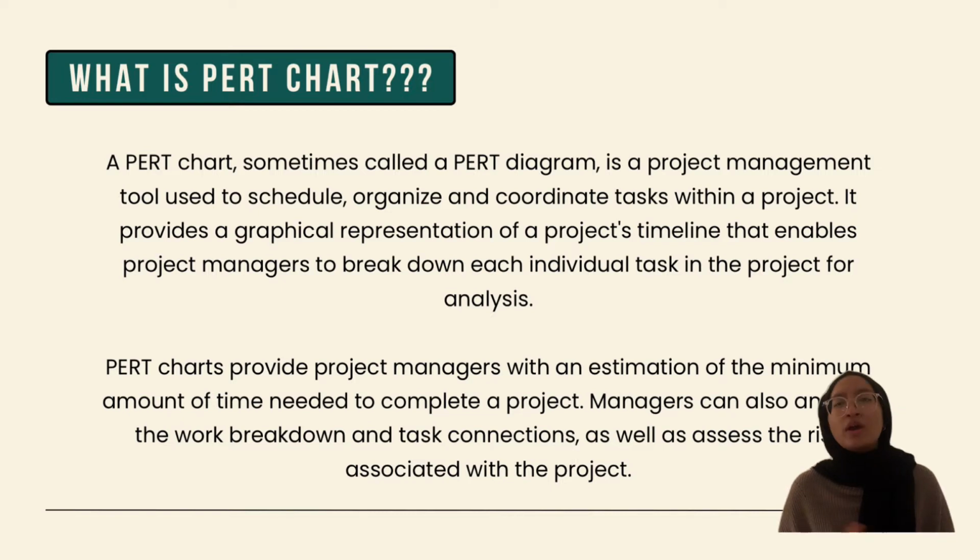Okay, what is PERT chart? A PERT chart, sometimes called PERT diagram, is a project management tool used to schedule, organize, and coordinate tasks within a project. It provides a graphical representation of project's timeline that enable project managers to break down each individual task in the project for analysis. PERT charts provide project managers with an estimation of the minimum amount of time needed to complete a project. Managers can also analyze the work breakdown and task connection as well as assess the risks associated with the project.